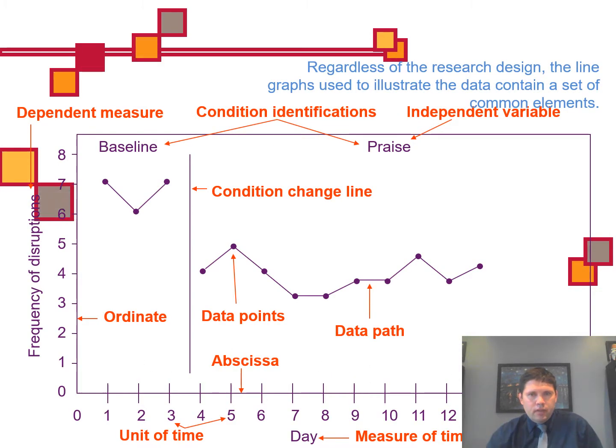So this is exactly what I was talking about. We have our baseline, phase change line, then our intervention. So this is the frequency of disruptions. I'm not sure, I borrowed this from somebody else, but they're measuring disruptive behavior of some kind, maybe talking out of turn. So when they implemented their intervention, the disruptive behavior went down.